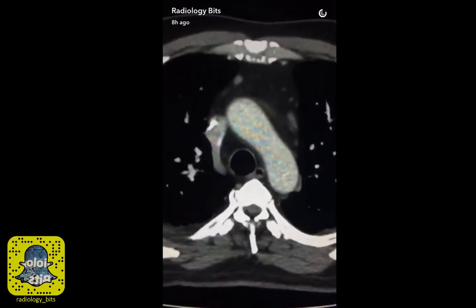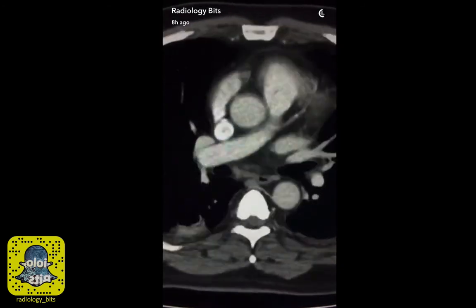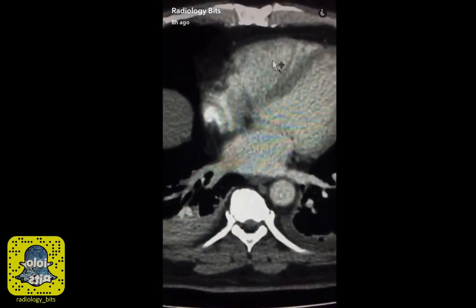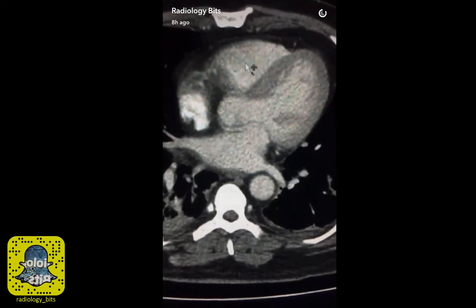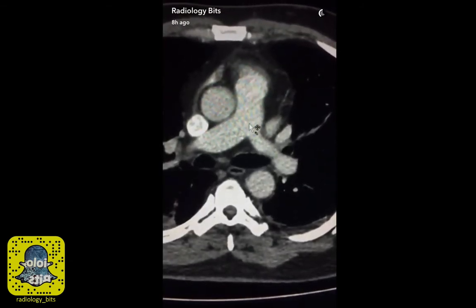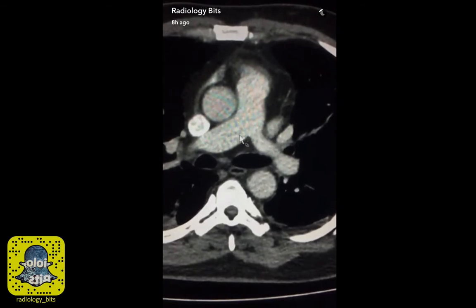To complete the picture, the SVC goes all the way down to drain into the right atrium, which opens into the right ventricle. And the right ventricle here pushes blood into the pulmonary trunk, subsequently into the main pulmonary arteries, and then into the lungs.